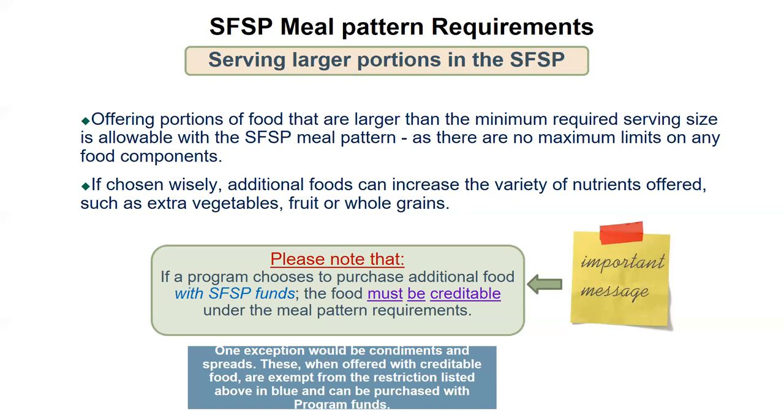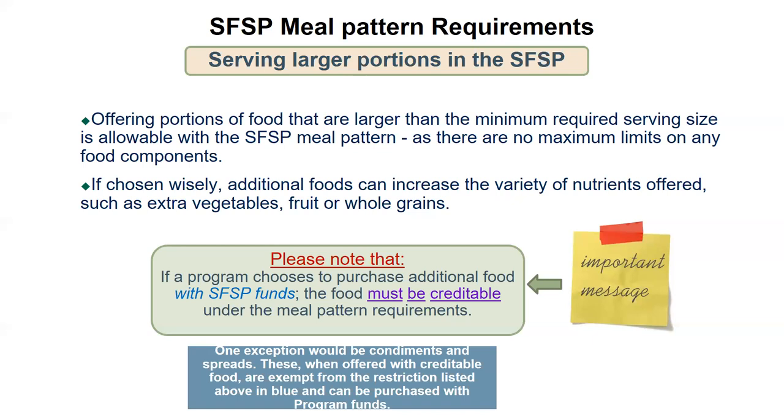If chosen wisely, additional foods can increase the variety of nutrients offered, such as extra vegetables, fruit, or whole grains. And some other things to be sure to take note of: if a program chooses to purchase additional food with SFSP funds, that food must be creditable under the meal pattern requirements to be able to use summer funding to purchase it. There is one exception to that rule, and that would be condiments and spreads.